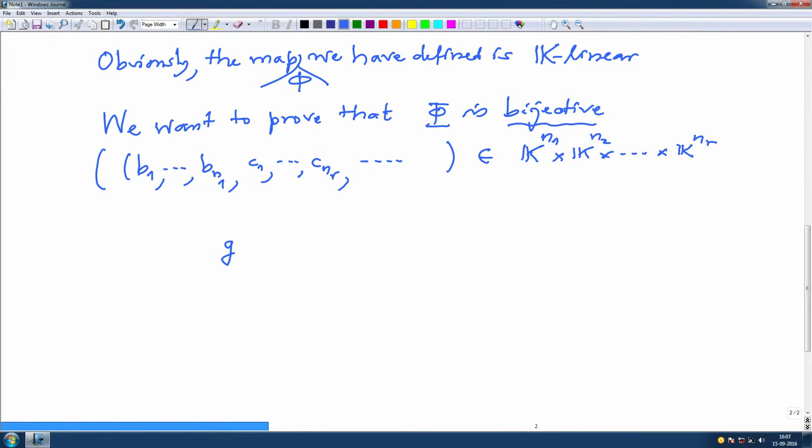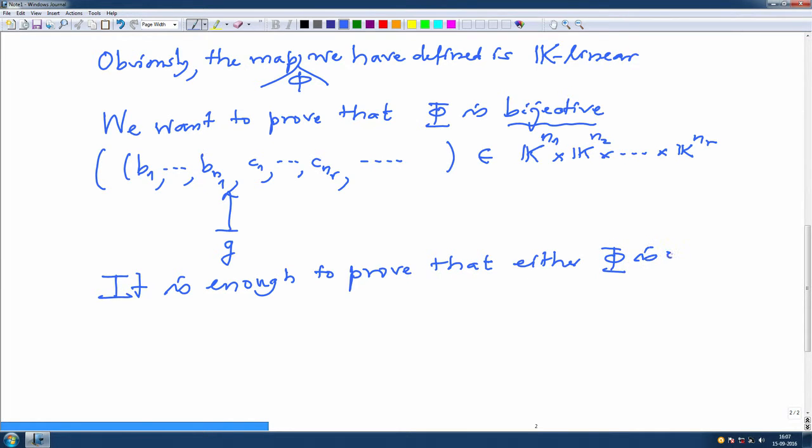Therefore, what we need to prove is that the map is bijective. To prove the map is bijective, because both are K vector spaces of the same dimension and the map is K-linear, it is enough to prove that either phi is injective or phi is surjective.